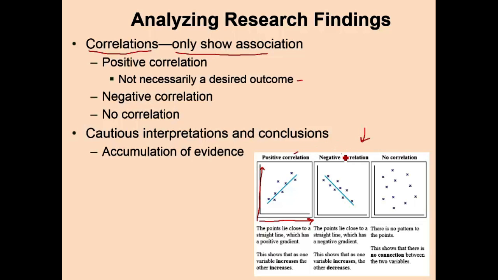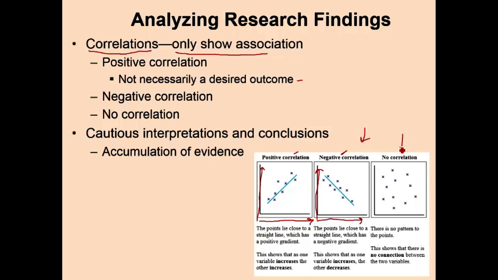So then we have a negative correlation. In a negative correlation, as one variable increased, the other decreased. So in this case, as the amount of vitamin C went up, the number of colds went down. So that would be good for our hypothesis, right? So this is a negative correlation. As one goes up, the other goes down.